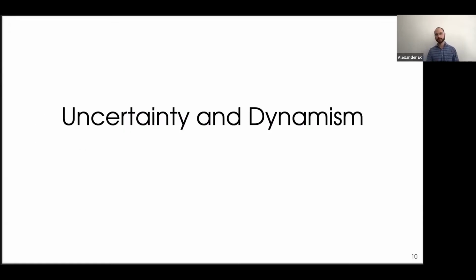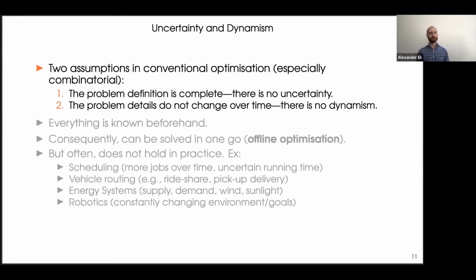Now let's throw something into the mix that can complicate things: uncertainty and dynamism. Usually there are two assumptions in conventional optimization, especially combinatorial optimization. The first one is that the definition of the whole problem is complete. There's no uncertainty, there are no question marks. There's just, here's everything. The second one is that details do not change over time.